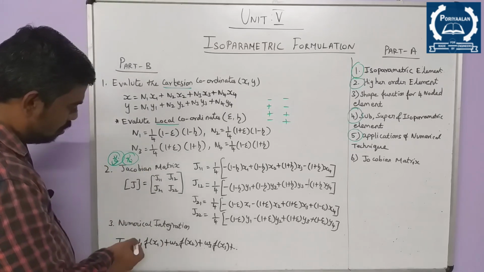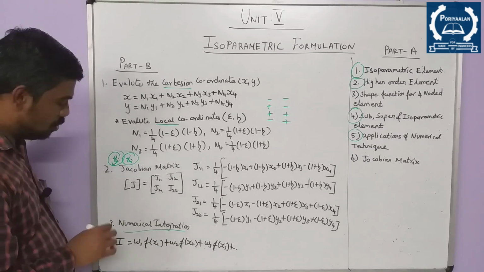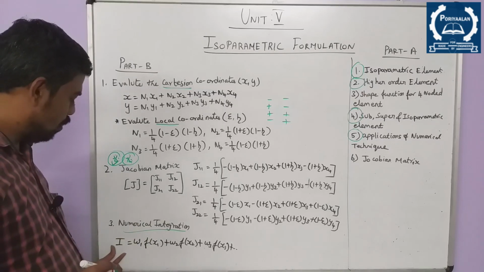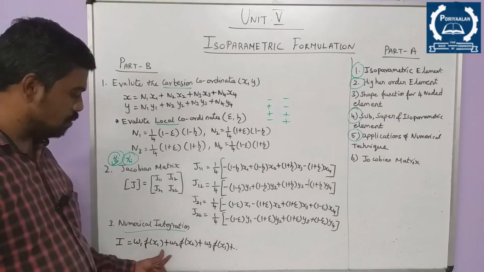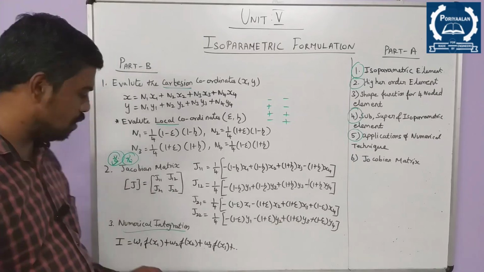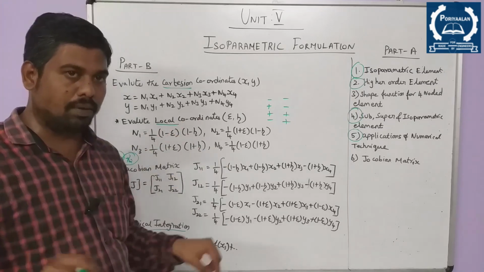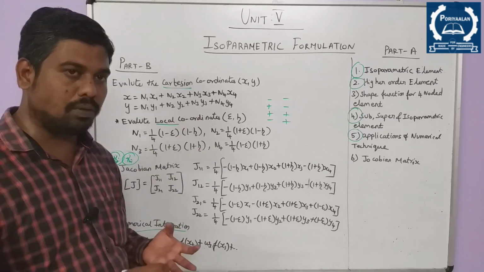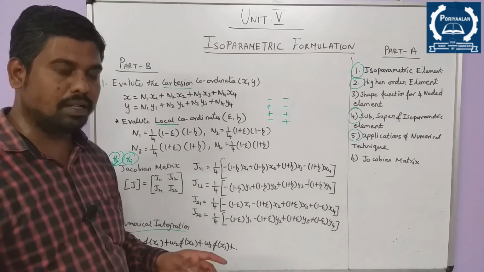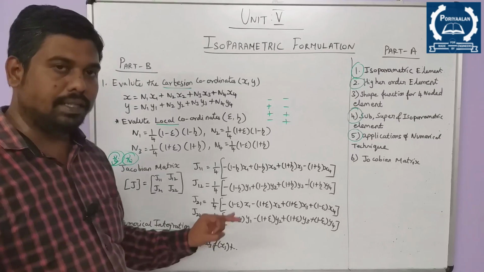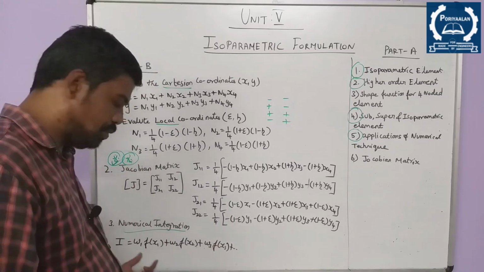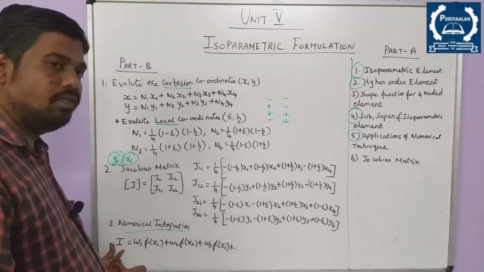And another option is numerical integration. Numerical integration is the easiest topic in the 5th unit. There is only one formula: I is equal to w1 f of x1 plus w2 f of x2 plus w3 f of x3. If they give 4 points, we just extend this formula. In the book they give a tabulation for 1 point, 2 point and 3 point Gauss coordinates. Keep up to 3 point in mind. If it is not given in the question paper, you must remember the 1 point, 2 point and 3 point values. Take the value based on the question asked, substitute it in this formula, and obtain the value of I.